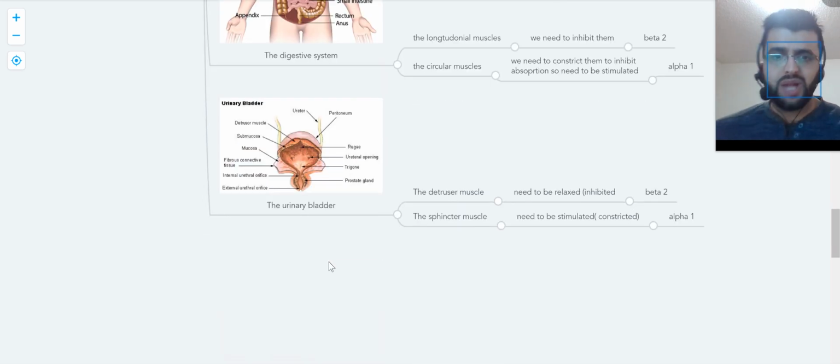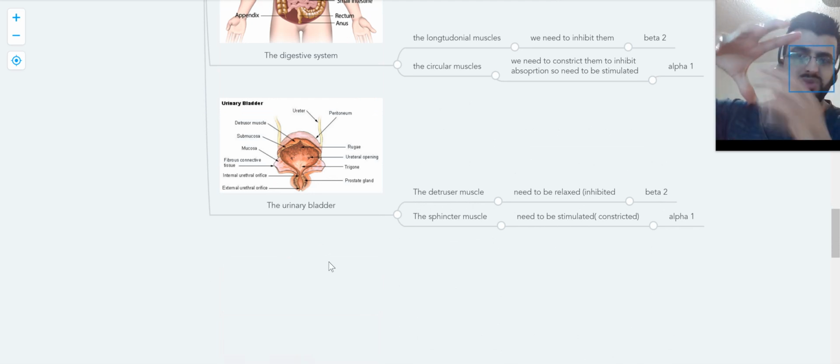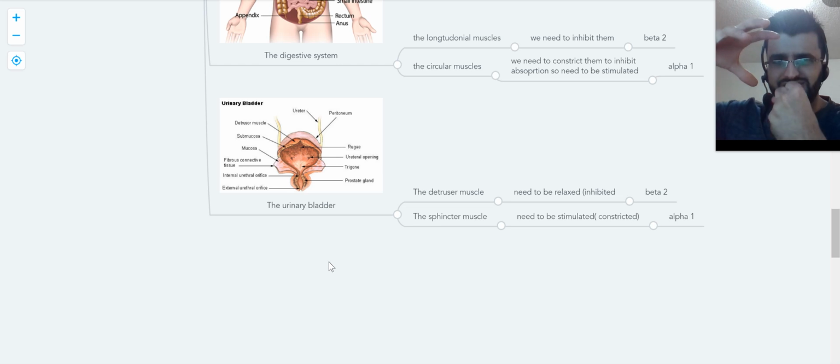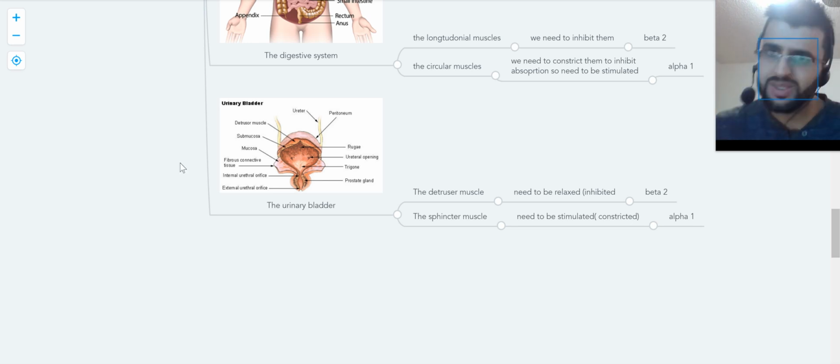The urinary bladder, we have two types of muscles in the urinary bladder. The detrusor muscle, I need it to relax so that it fills with more urine, because it's not the time to go to the bathroom. And the sphincter muscle, I need it to constrict. So constrict, what does that mean? Alpha 1, good job. And relax, what does that mean? Beta 2. Excellent.